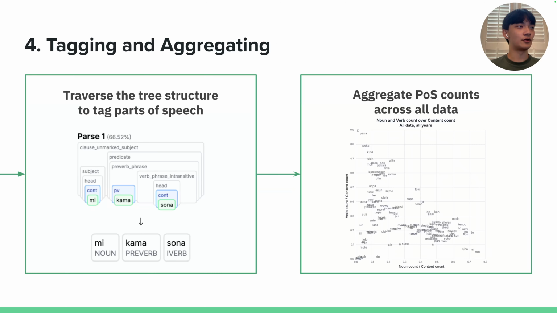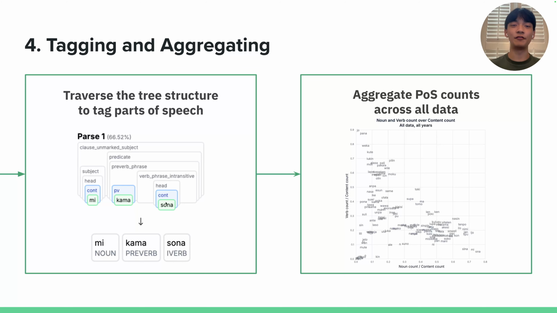All right, so after I do that, I choose a single parse and I look at each of these sentences and assign different parts of speech. So let's say that I get this parse out of mi kama sona, right? So first we look at mi. Mi is the head of a phrase, and it's the head of a phrase specifically in the subject position. So I tag that as a noun.